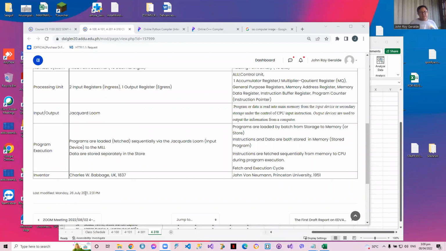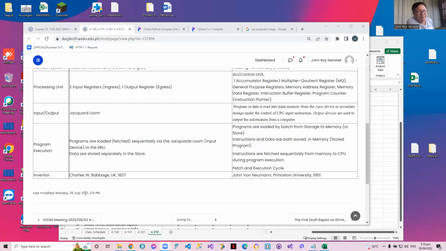Now, John von Neumann didn't like this because he sees a very important defect. Can anyone tell me what's wrong with the Harvard architecture? Anyone? Okay. There's a big difference between the speed of the store and the speed of the input device. Or nowadays we call it the speed between memory and the hard disk. Di ba? A hard disk or even an SSD is much slower than memory. Do you follow? Do you get my point?